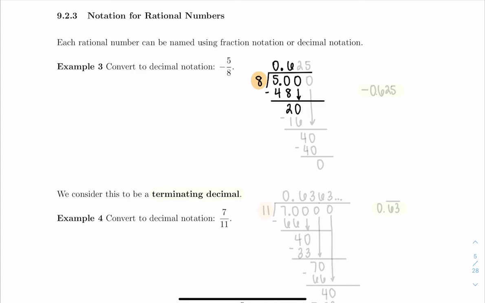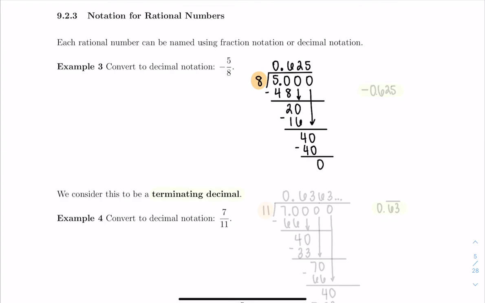How many times does 8 go into 20? Well, it can go in twice. And that's going to give me 16. And 20 minus 16 is 4. We're going to do another 0 and bring that down. And 8 goes into 40 how many times? 5 times. And 8 times 5 is 40. So when I subtract this off, I end up getting 0.